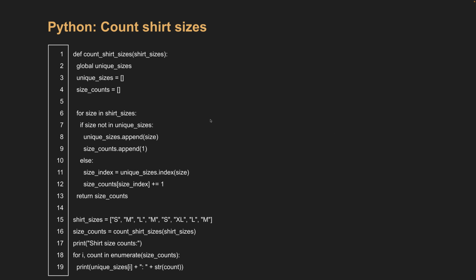So here we are. I've got my function def count shirt sizes, takes in a bunch of shirt sizes, and I want to find the unique sizes, and I want to find the size counts. Great. So I can look through this. You don't have to understand all of these parts, but you should be able to recognize some of the code.